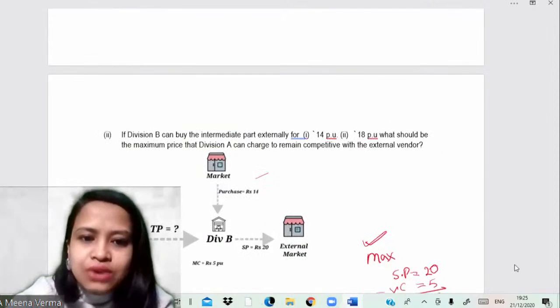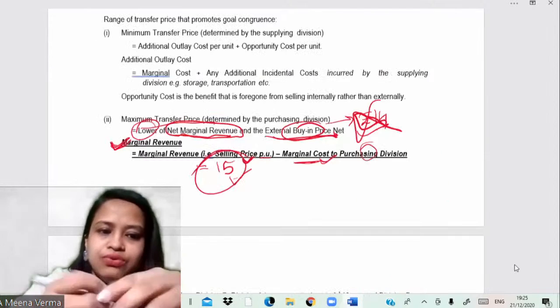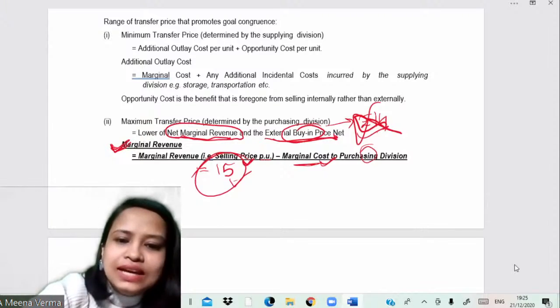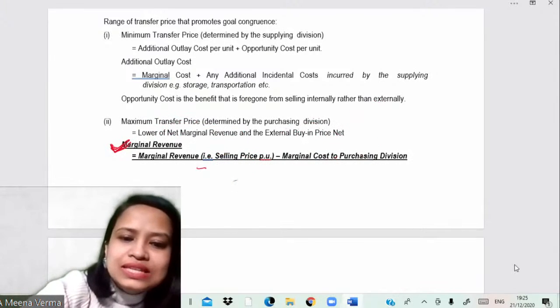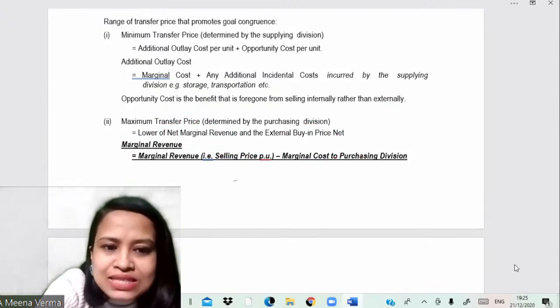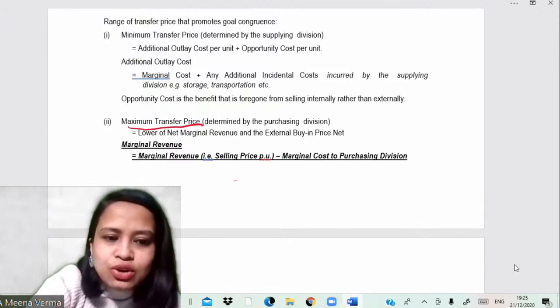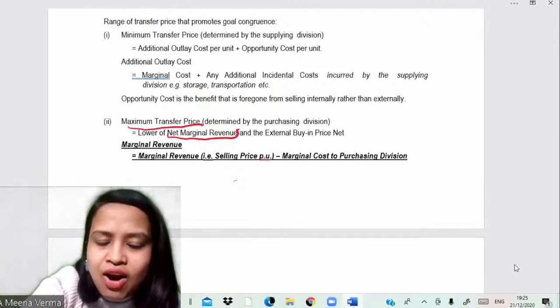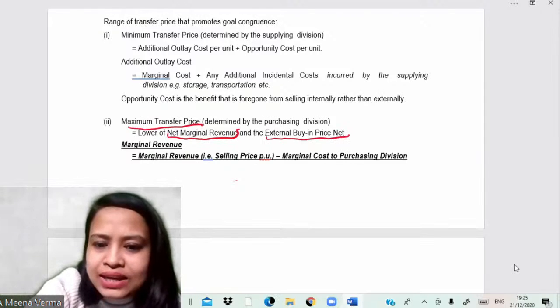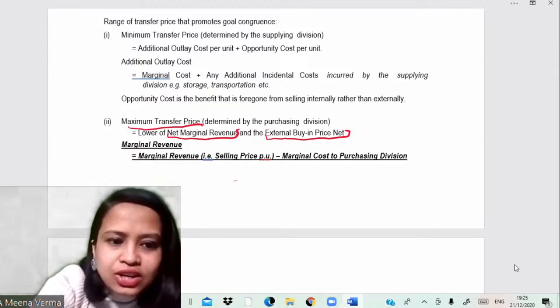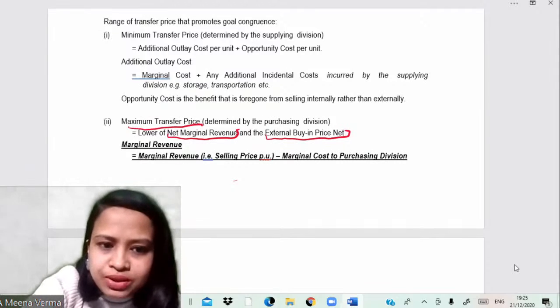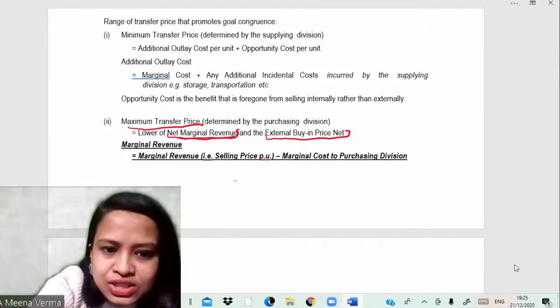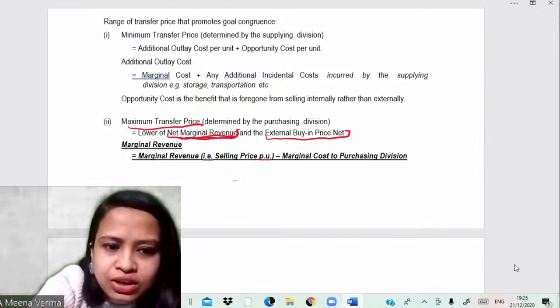If you see here how to decide the maximum transfer price, there are two ways. You will consider either the net marginal revenue or the external buy-in price, and you will consider the lower of them. So what is this net marginal revenue? Net marginal revenue is what?